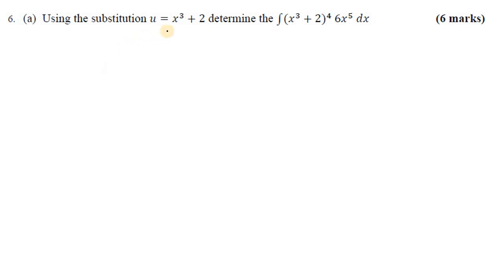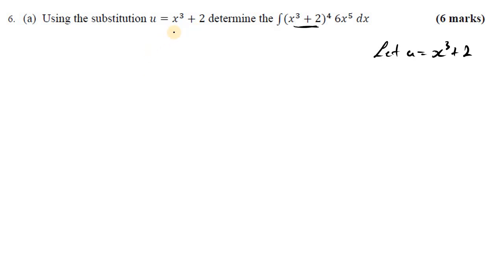Using the substitution u equals x cubed plus 2, determine the integral of (x to the third power plus 2) all raised to the fourth power multiplied by 6x to the fifth power dx. Alright, so using u substitution, we'll look at what we have in the bracket here, which is x cubed plus 2, and so we'll let u be equal to this portion, x cubed plus 2, and that's what we were given, right?